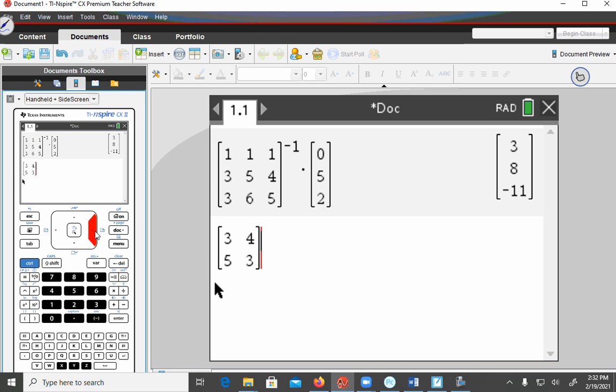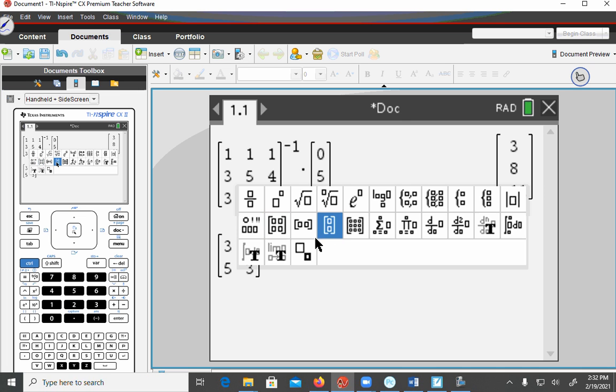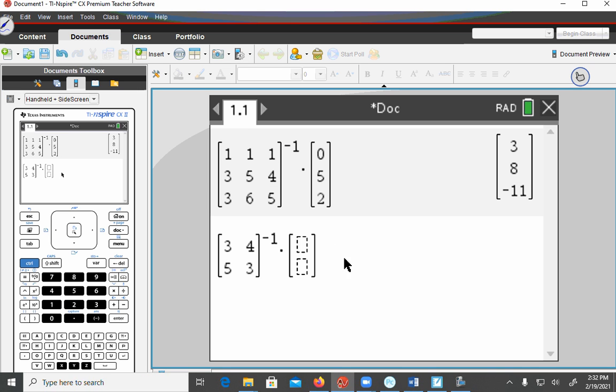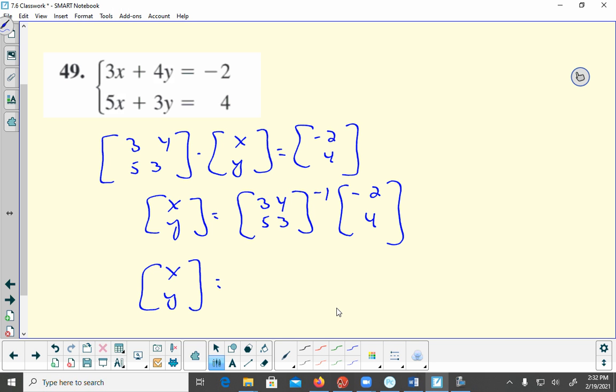Make sure you raise that to the negative first power. Because if you don't raise it to the negative first power, you're not going to get the right answer. Times, I'm going to do another matrix C. I see this matrix C. That's the one I want, so I can hit enter. Or at all times, you can go back to that customized one. And I want negative 2 and 4, hit enter, and my answers are 2, negative 2. And that's it, I'm done. 2, negative 2, moving on to the next problem.